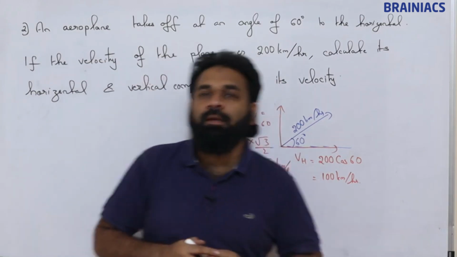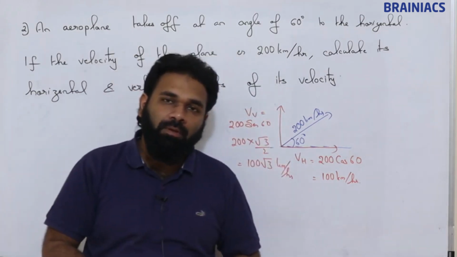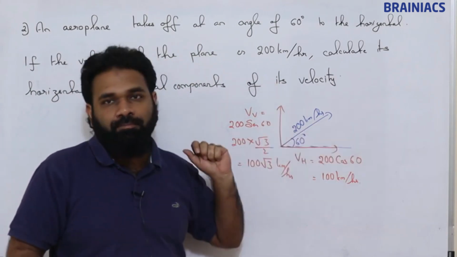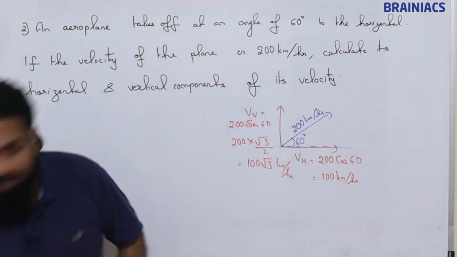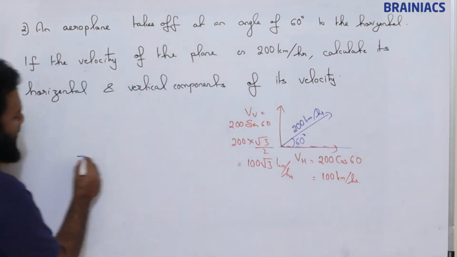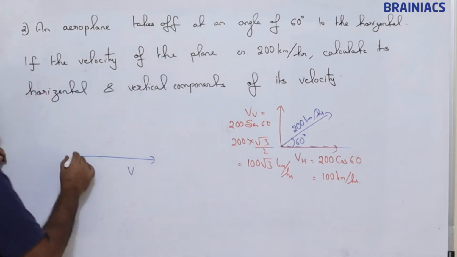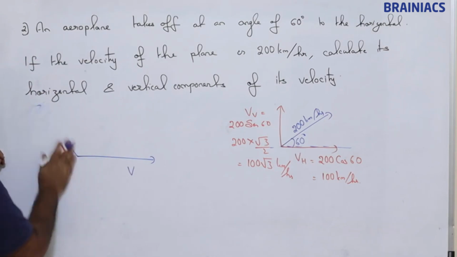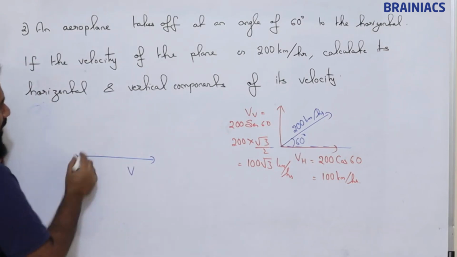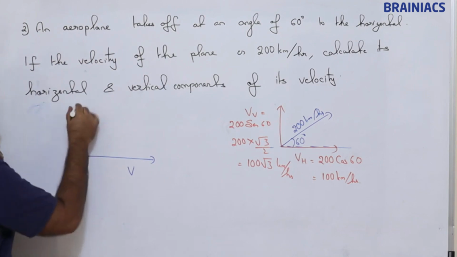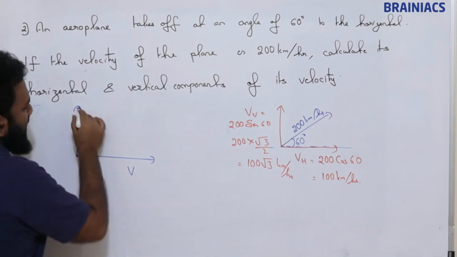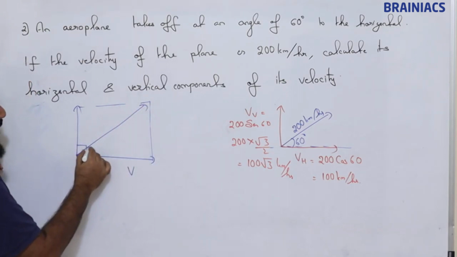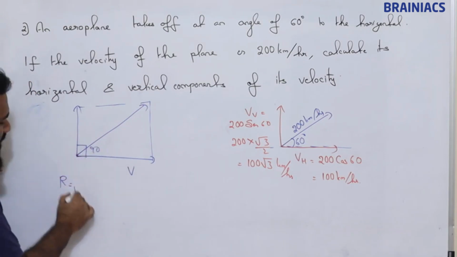So we have studied how to find the resultant also. If one vector is acting in this direction, another vector is acting in this direction. See, we have studied, no, the triangle law of vector addition, parallelogram law of vector addition. Suppose this is one vector, and suppose this is another vector. Okay, then what is the resultant? So if this is the parallelogram, this is the resultant. So if the angle between these two vectors is 90 degrees, the resultant is what?